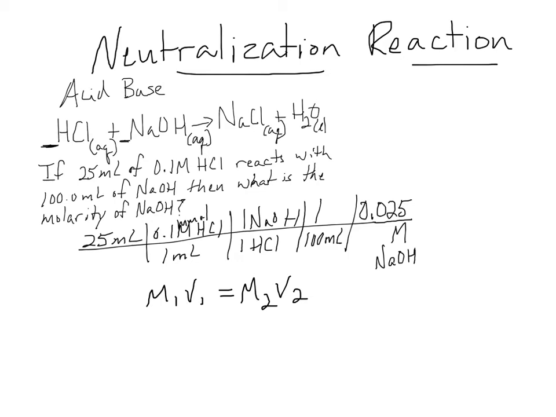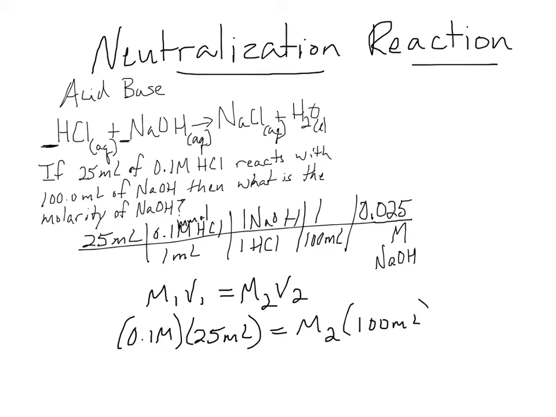So if we do the molarity of the acid, 0.1, times the volume of the acid, 25 milliliters, is going to be equal to, we don't know the molarity of the base, but we know the volume of the base is 100 milliliters. And so basically we solve for M2, and if we solve for M2, we're going to get that same value, 0.025. So that's how we solve for a neutralization reaction.